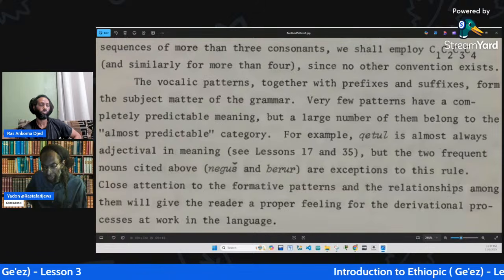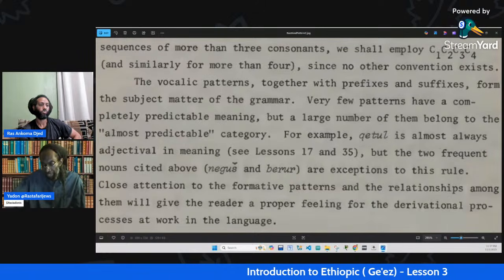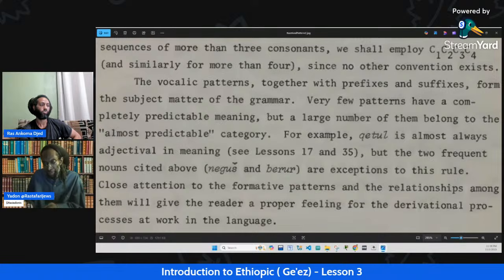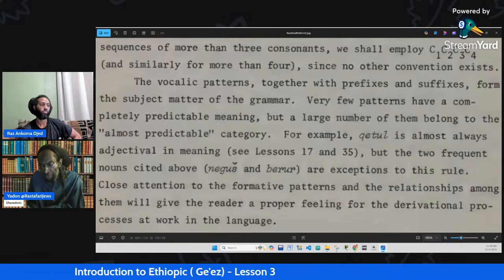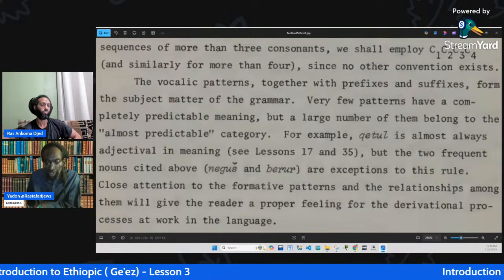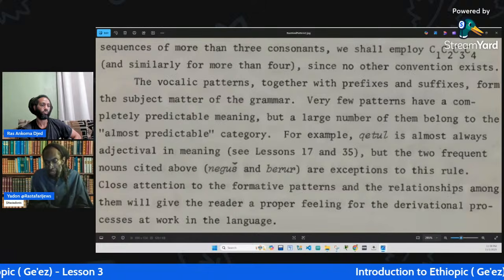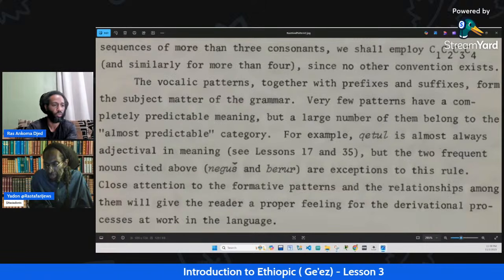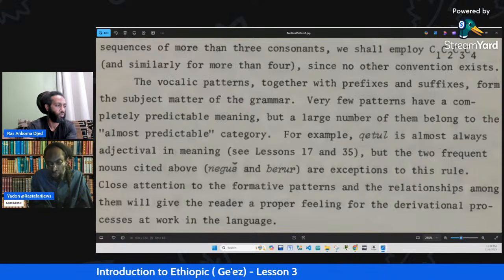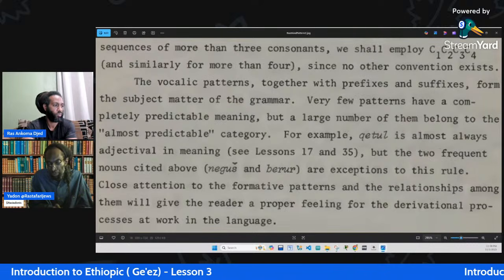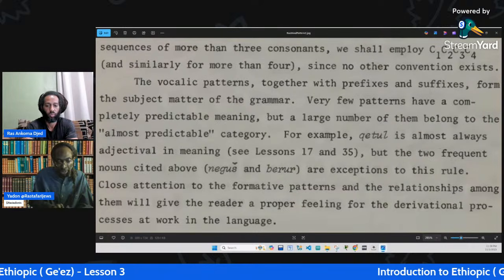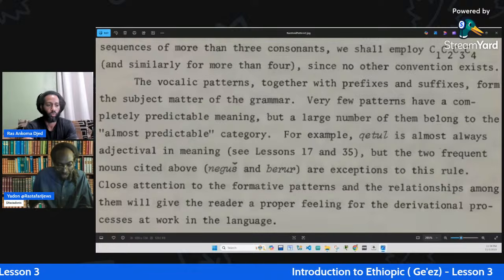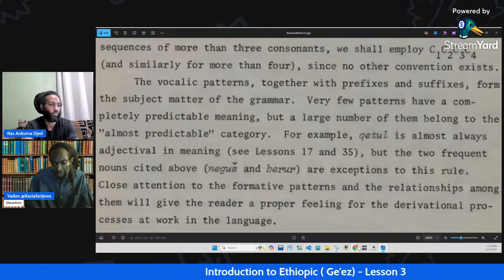Close attention to the formative patterns and relationships among them will give the reader and hopefully fellow students a proper feeling, vibe for the derivational processes at work in the language. Yeah, give thanks right there. I just want to do this here, but this is good.